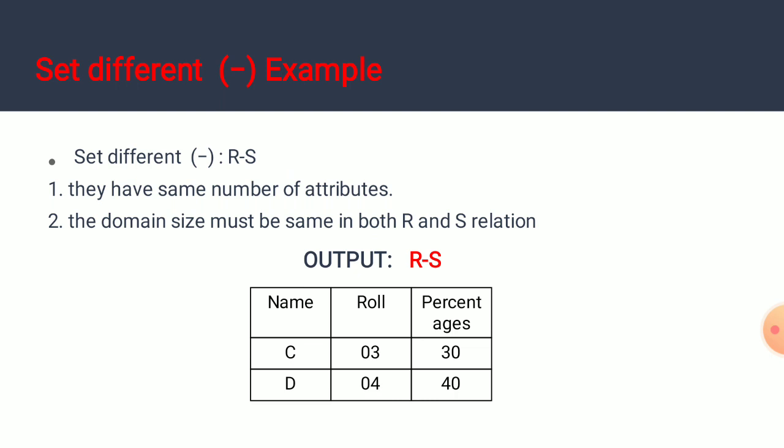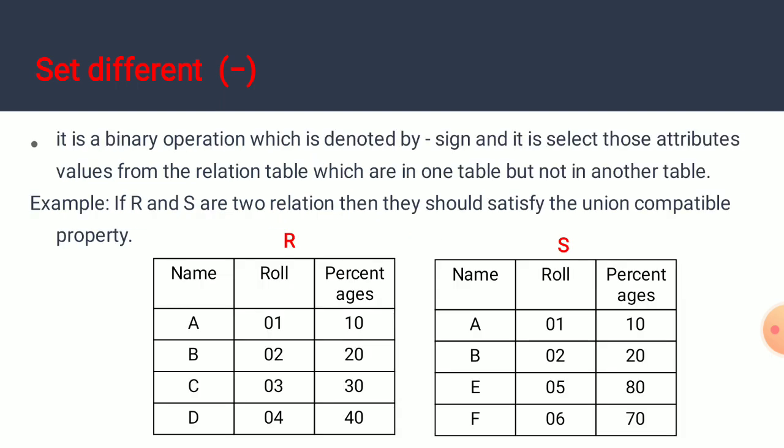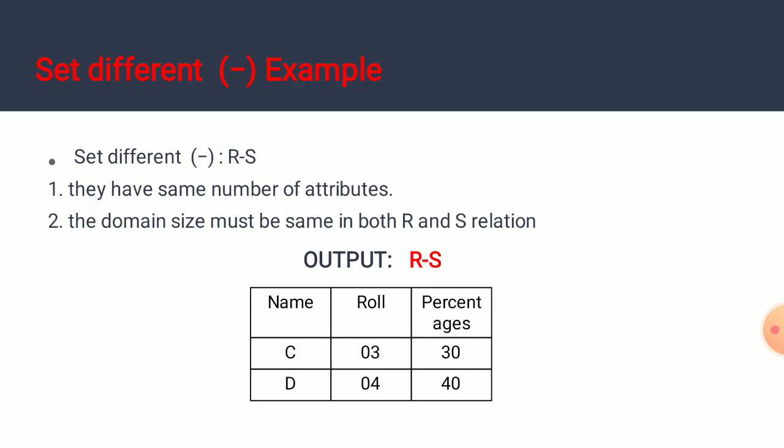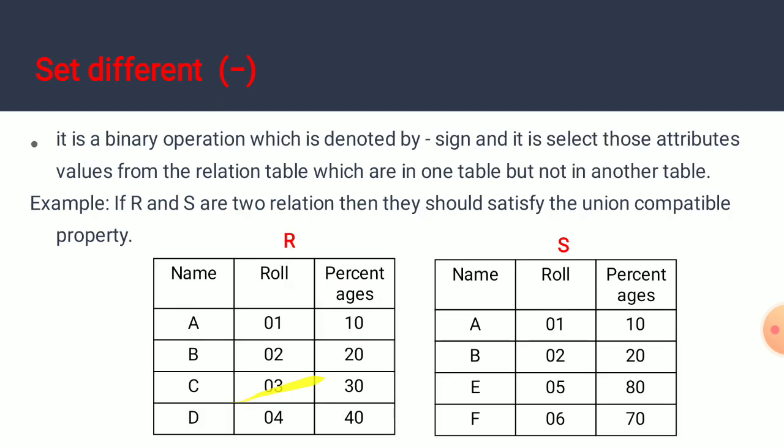They have the same number of attributes and the domain must be the same in both R and S. If we apply set difference between R and S, then A may be the same, B may be the same. So the common values from relation R which are the same in relation S are subtracted, and the remaining two tuples, C and D, are represented as the answer. So in the output of R minus S, only the two tuples C and D are used.